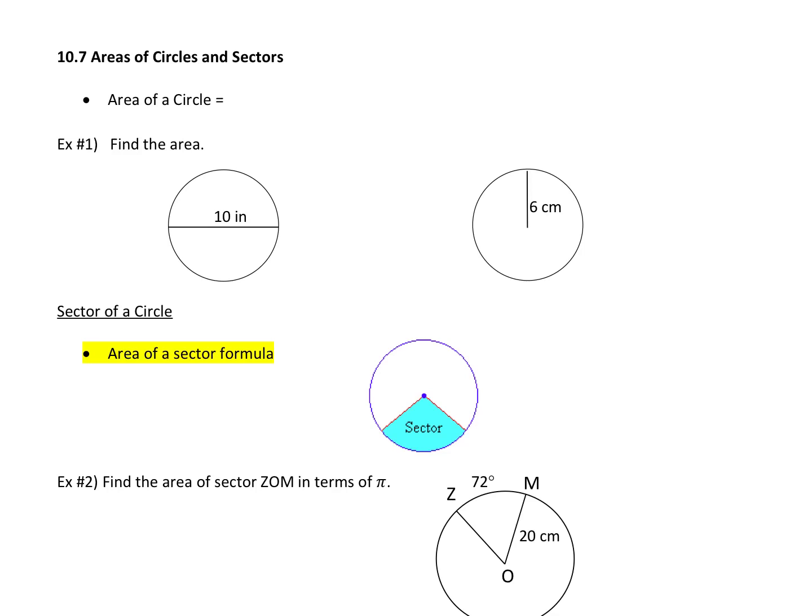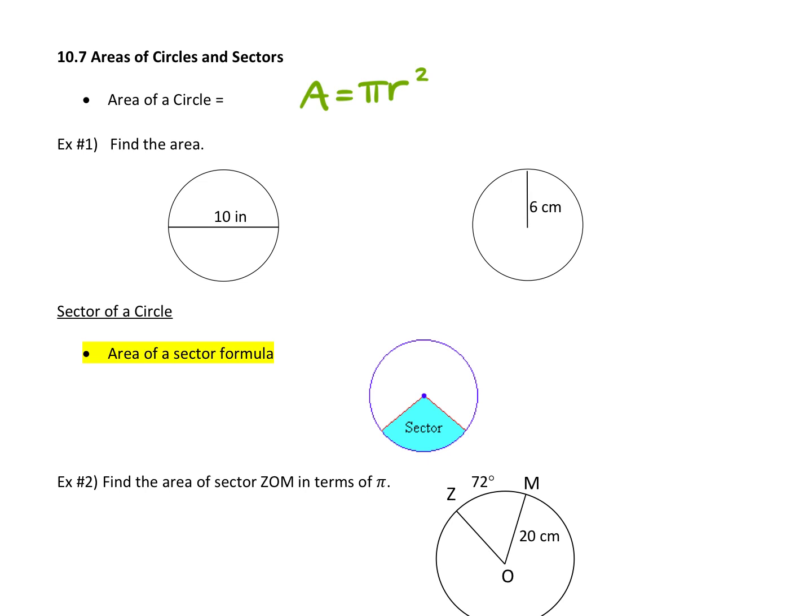10-7 is areas of circles and areas of sectors, okay? My guess is you could tell me the formula for the area of a circle. Someone in this room knows it. A of a circle equals pi r squared. So you're going to use that formula today to find the area of a circle, but you're also going to use that formula to find the area of parts of a circle, okay?